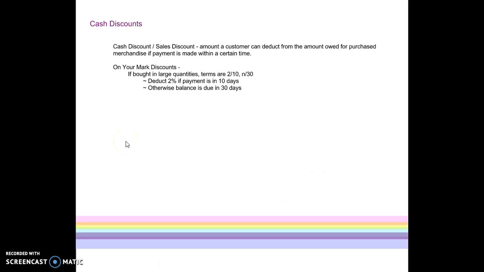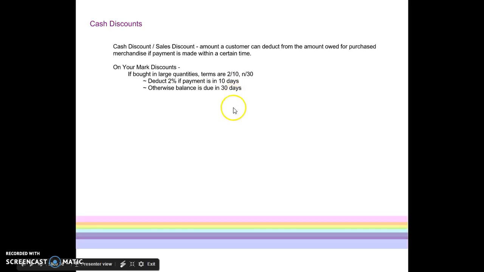There are also cash discounts, or sales discounts. This is the amount a customer can deduct from the amount owed for purchased merchandise if the payment is made within a certain time. Certain organizations may offer customers benefits for paying early. If they are operating under the terms 2/10, n/30, that means they will receive a 2% discount if payment is made within 10 days of the invoice. Otherwise, the net balance is due in 30 days.